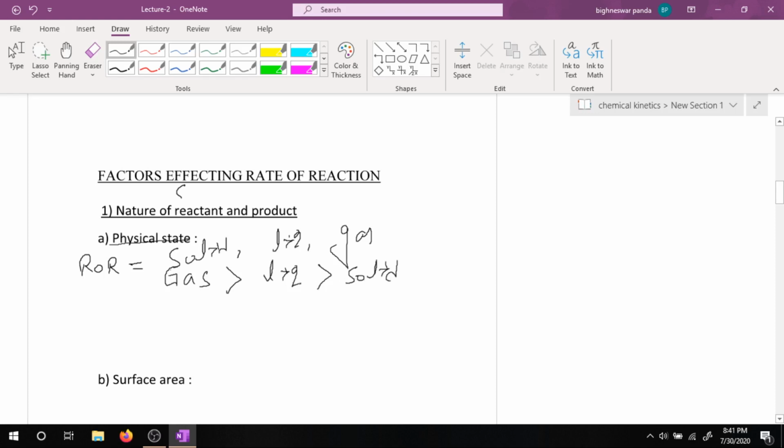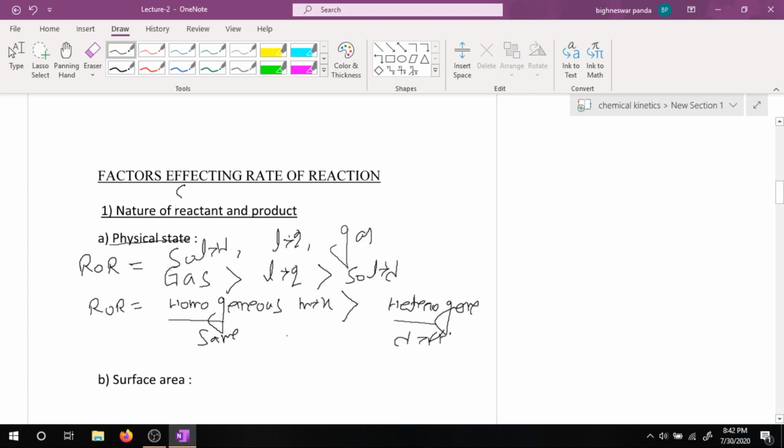In case of mixture, I can write here the rate of reaction of homogeneous mixture is more than heterogeneous mixture. Homo means same and hetero means different. So same type of substance will react faster as compared to different types of substance.